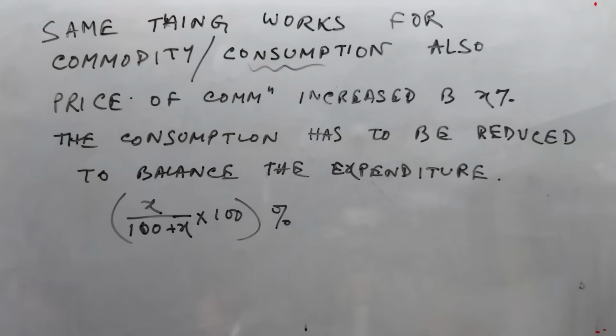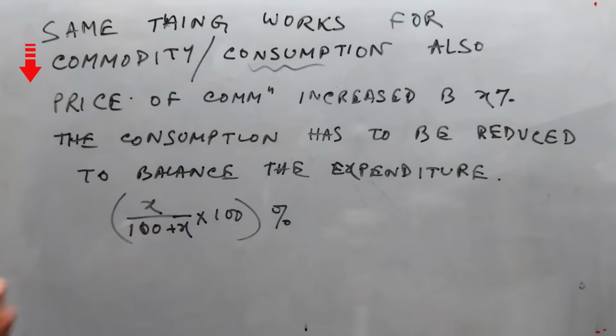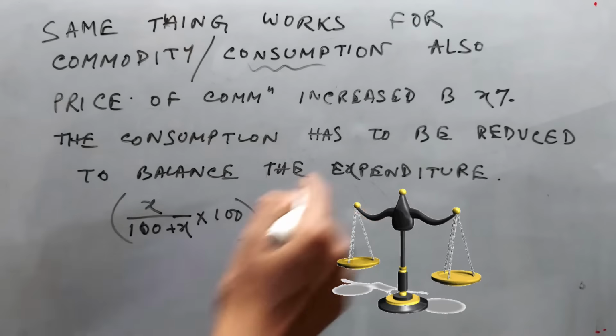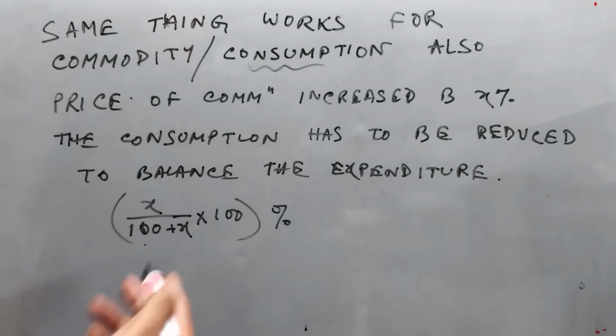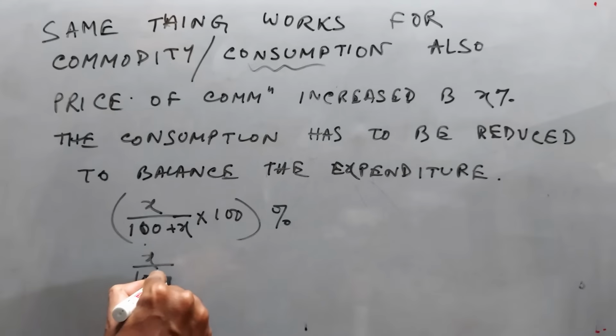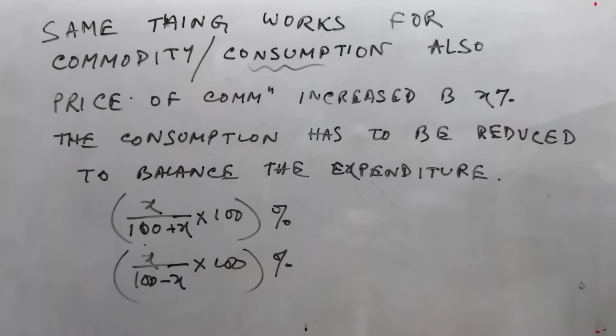And in the same way, definitely we'll go to the examples and we'll solve many examples for sure. But before that, we have to brush up the theory. In the opposite case, if the commodity price has been decreased, then definitely the consumption will increase to balance the expenditure. In that case, the denominator will be minus, we know this, right? x by 100 minus x into 100%, right?